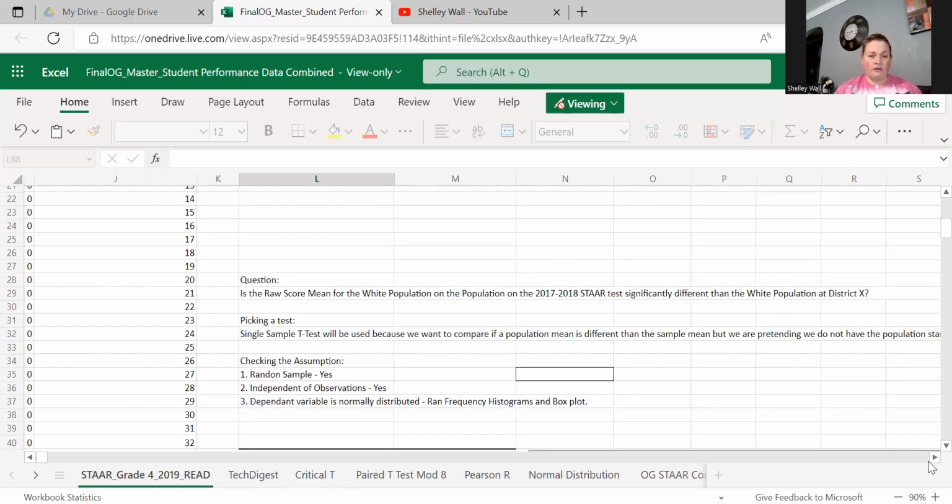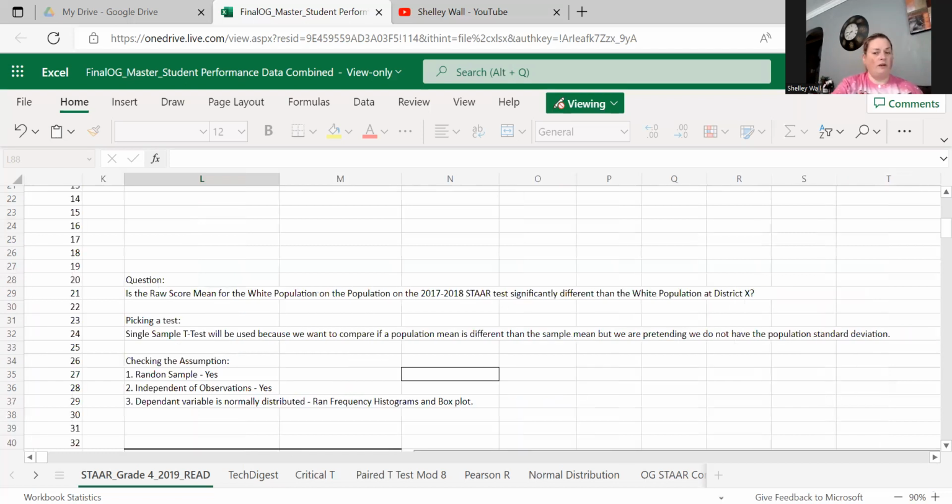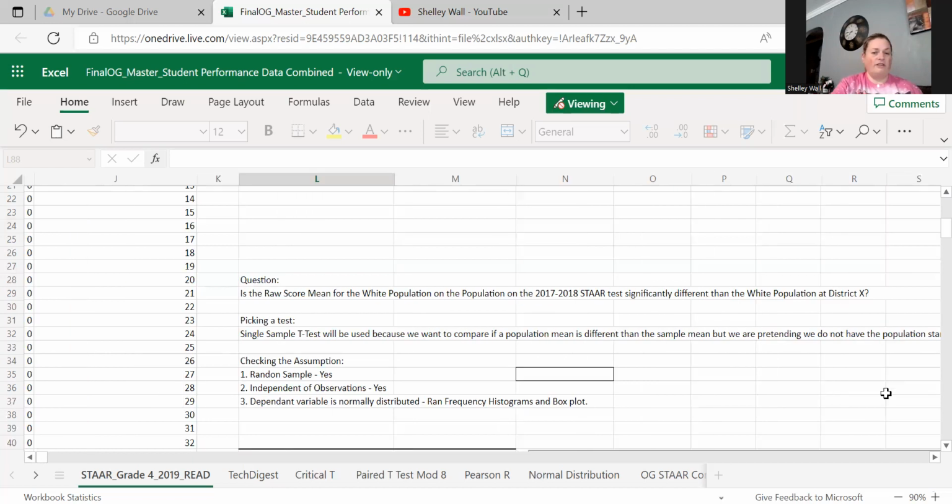And in this instance, I'm going to use a single sample t-test because I want to compare if the population mean is different than the sample mean. For this situation, we're going to pretend like we don't have the population standard deviation. However, in many cases, you will have that. Specifically, if you're looking at STAAR test data, you can get that information from the technical digest, which I made reference to earlier.